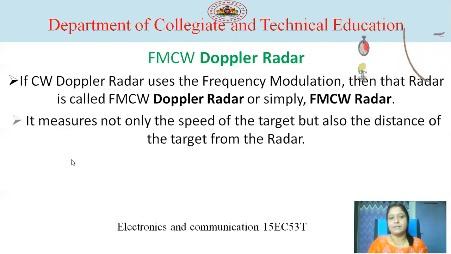The main advantage is what? It measures not only the speed of the target, but also the distance of the target from the radar. CW is incapable of this. It is not able to find the distance, but here it measures the speed as well as the target distance.